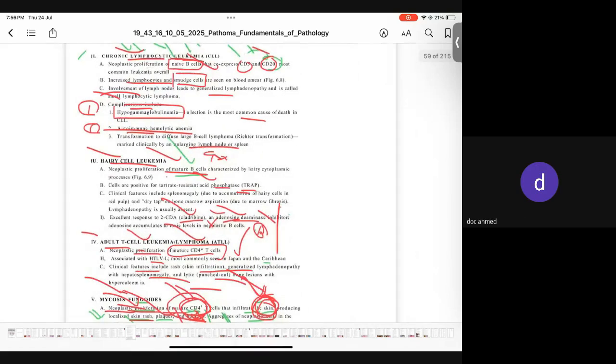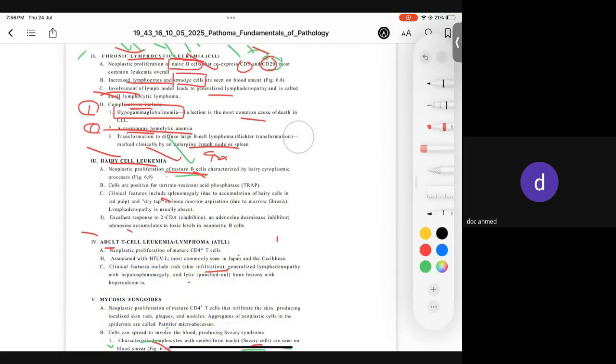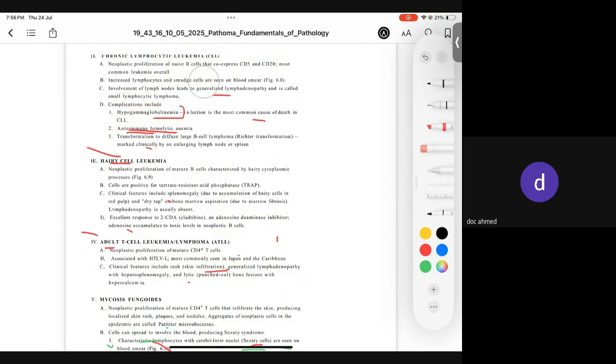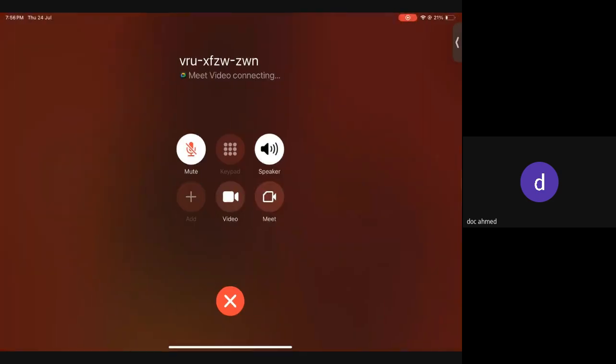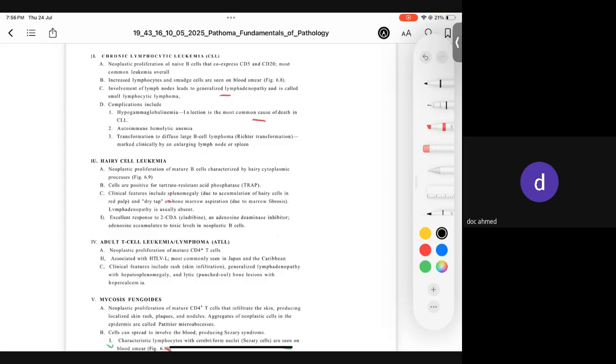Let me just erase it. Okay, so chronic lymphocytic leukemia. What is chronic lymphocytic leukemia? We know that chronic, it's a cancer of immature or mature cells? Mature. Lymphocytic, is it on the lymphoid side or myeloid side? Lymphoid. Perfect, it's on your lymphoid side.